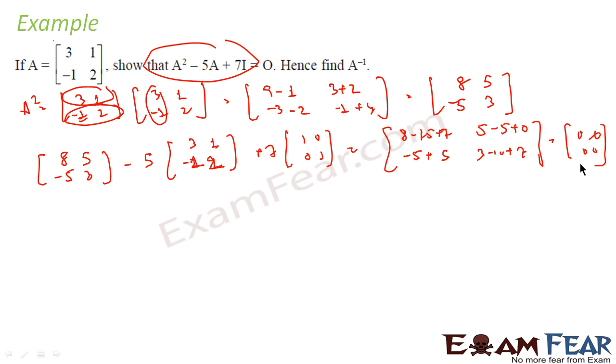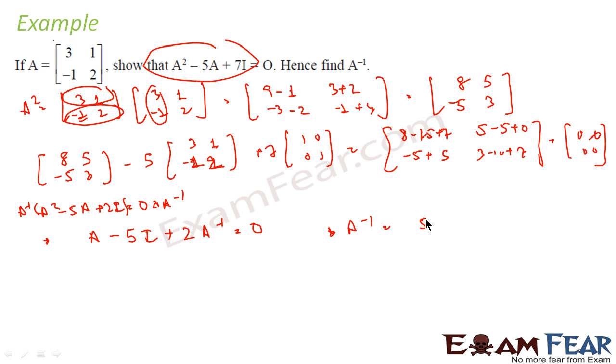Now we have to find A inverse. That's the tricky part. The trick here is, when we say that A square minus 5A plus 7I is equal to 0, that means if I multiply everything by A inverse, on the left hand and right hand side, I get an equation in the form of A inverse. This becomes A inverse into A square is A, minus 5A into A inverse, that is 5I, plus 7I into A inverse is 7A inverse, equal to 0.